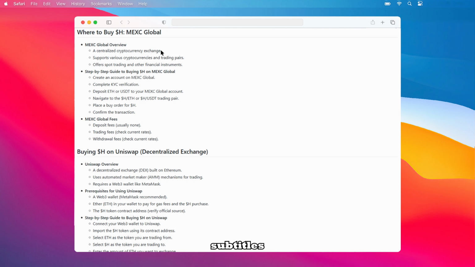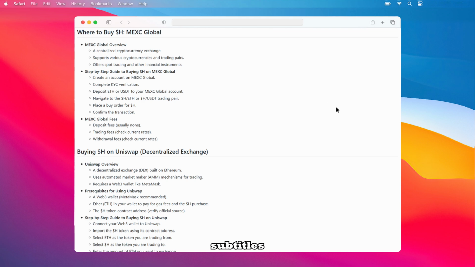Alternatively, you can buy $H on Uniswap, a decentralized exchange built on Ethereum. Uniswap uses automated market maker mechanisms for trading and requires a Web3 wallet like MetaMask. To use Uniswap, you'll need a Web3 wallet, Ether in your wallet to pay for gas fees and the $H purchase, and the $H token contract address. Be sure to verify this from an official source.